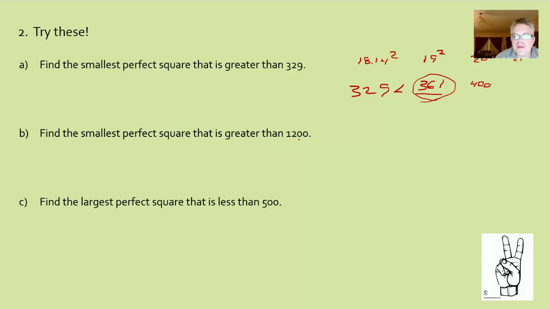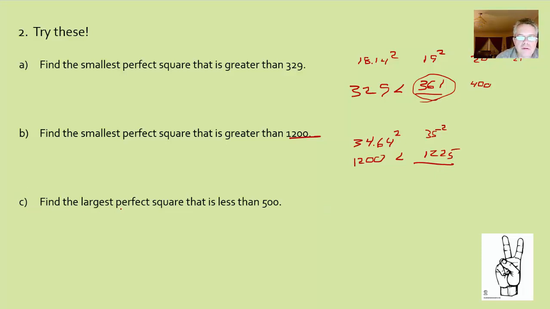Find the smallest perfect square that's greater than 1200. Let's write 1200 here. The square root of 1200 is 34.64. So that's 34.64 squared. The number that's bigger than that, the perfect square to the right of it, would be 35 squared. And 35 squared is 1225.